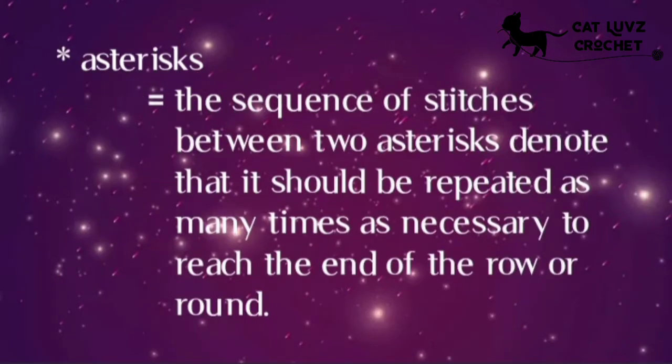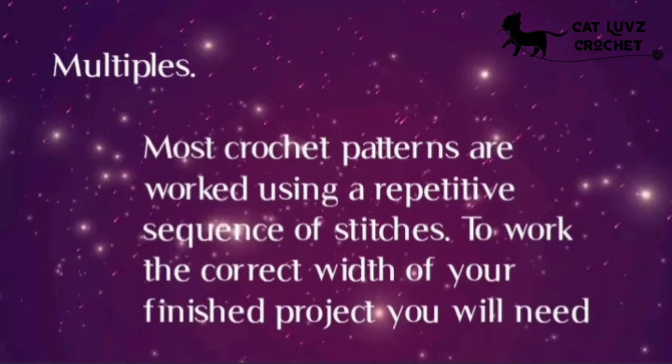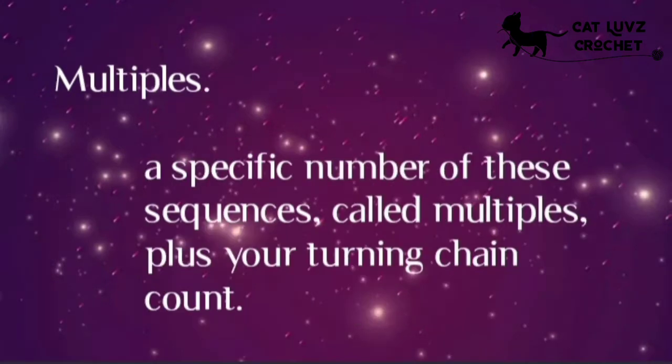When reading a pattern, it will often show part of a sequence between two asterisks. This denotes that it should be repeated as many times as necessary to reach the end of the row or round. Most crochet patterns are worked using a repetitive sequence of stitches. To work the correct width of your finished project, you will need a specific number of these sequences, called a multiple.